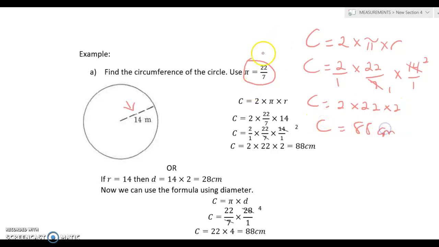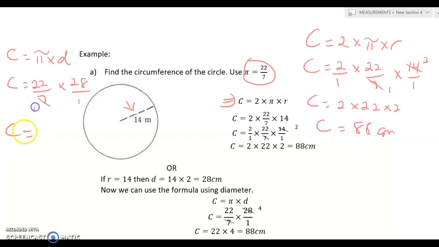Now, actually, this formula here for circumference is given in the formula sheet, right? So what if you wanted to use pi times diameter? That will be 22 over 7. If the radius is 14, the diameter is twice that. So 2 times 14 is 28, so that'll be 28 over 1, right? 7 to 28 is 4. So we get 22 times 4 is 88 centimeters.